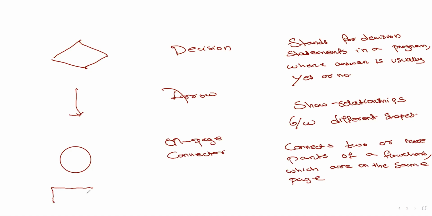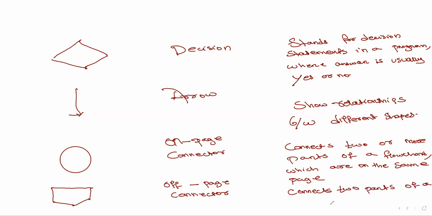The last point is this symbol, known as the off-page connector. It connects two parts of a flowchart which are spread over different pages. So these are the things.